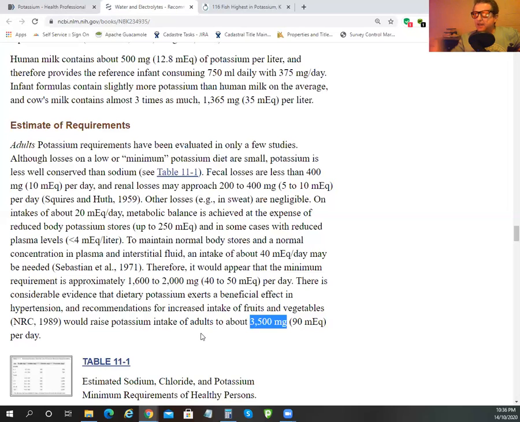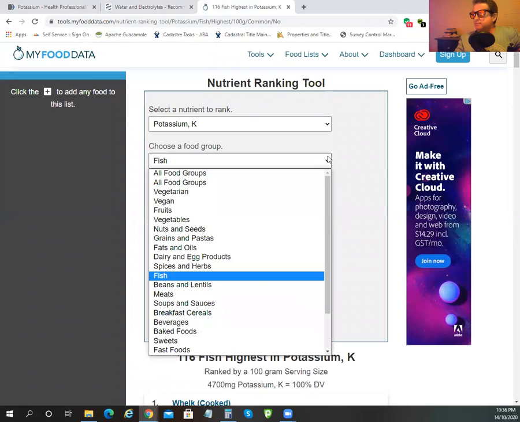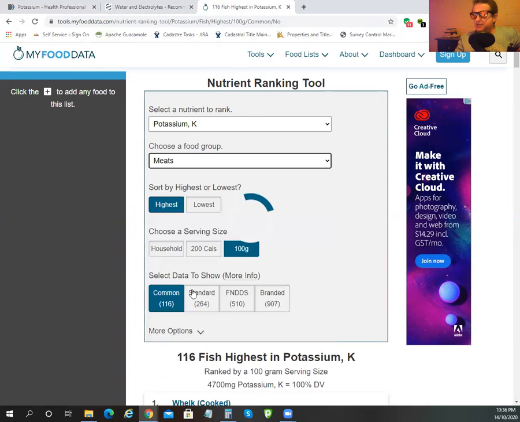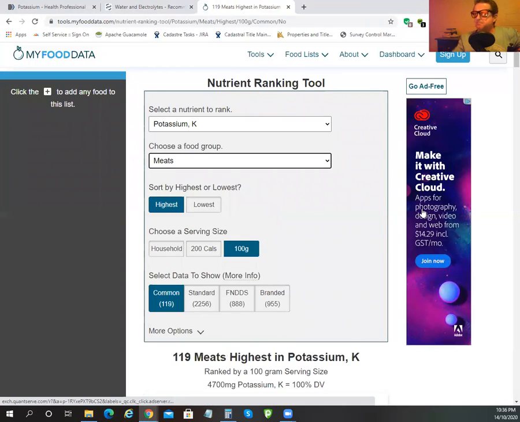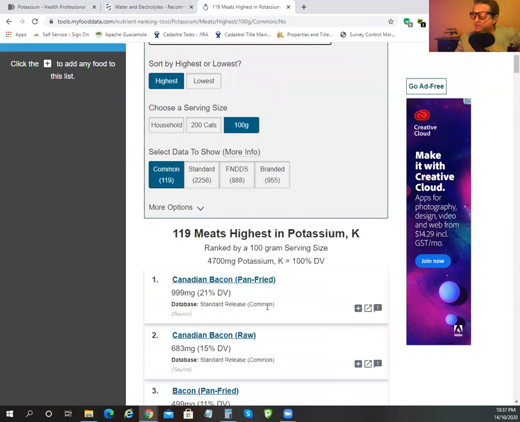Now, let's take a look at some foods. Come on, I hate when this does this. Go away. Switch to foods. Okay, we're going to go to meats first. Yes, let's look at meats. Again, we're looking at 100 grams, which is 3.5 ounces.